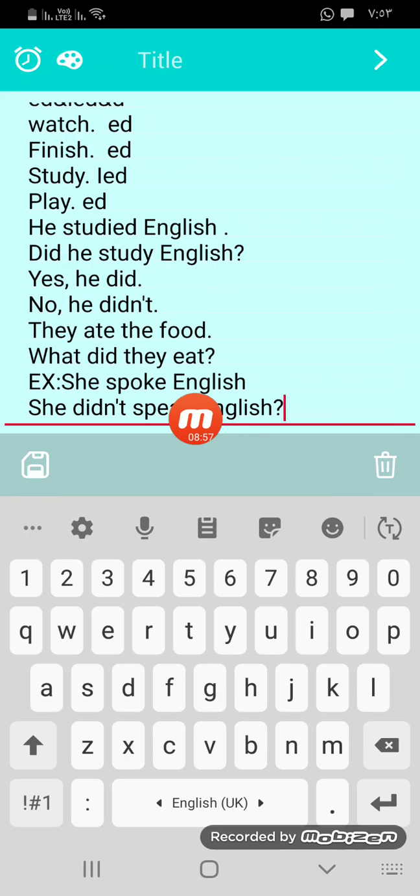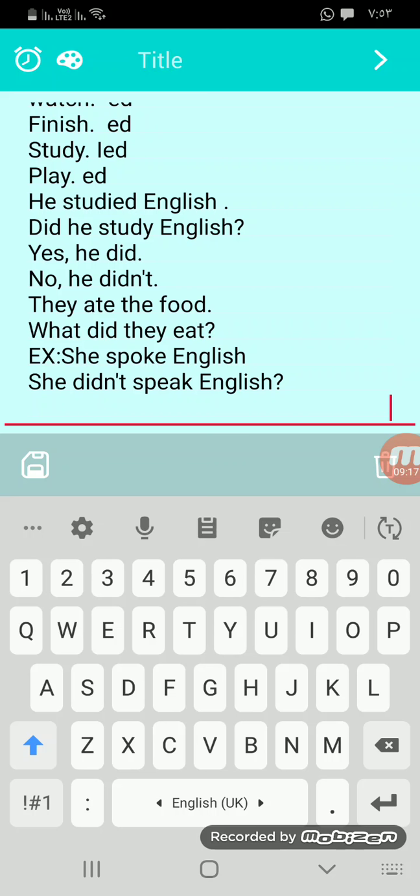Again, when you want to make a negative from this sentence, look at the verb. If the verb is in the past simple, we use didn't before the verb. She didn't, and change spoke into speak, infinitive. Speak English. Okay?